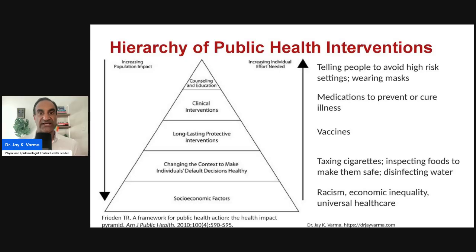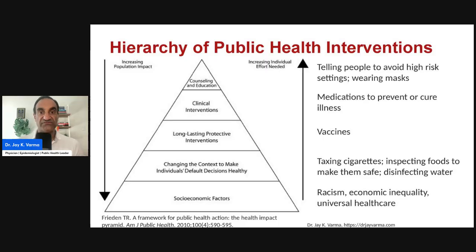For example, think about telling people to avoid high risk settings or encouraging them to wear masks. These are all things that we need to do, right? They're considered foundational because they're very simple to do. All you have to do is send the message or make an advertisement. But we also have to be realistic. It's very rare that broad scale educational campaigns on their own are going to have an impact.